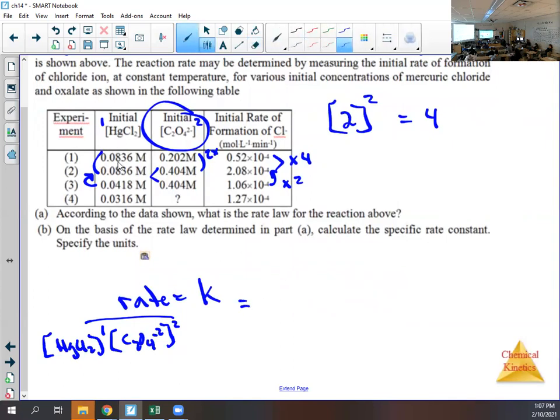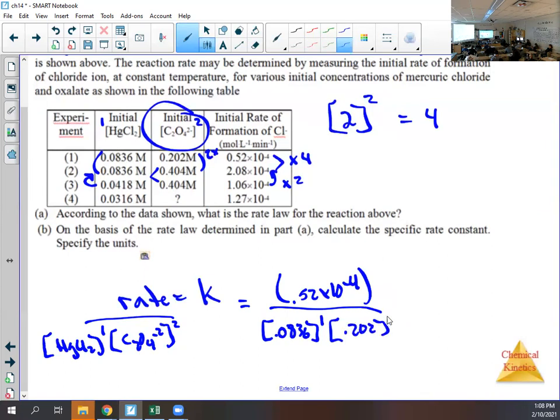Now I'm going to plug it in. I'll pick the top row. I usually always pick the top row. So the rate is 0.52 times 10 to the negative 4 over, and I'm just putting these pieces in on this side. So then I have the concentration of 0.0836, and that's to the first, and then 0.202, and that's squared, and that will tell me what K equals. It's extremely convenient to have a calculator that does parentheses.